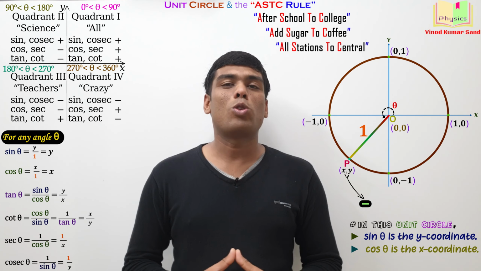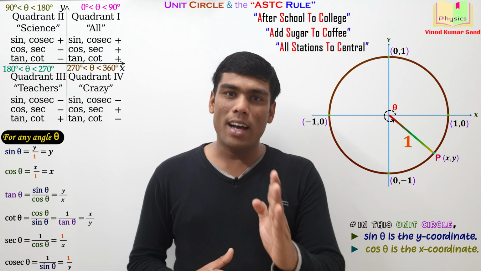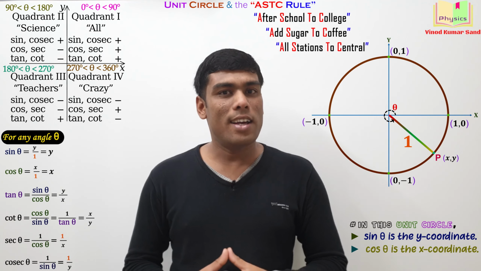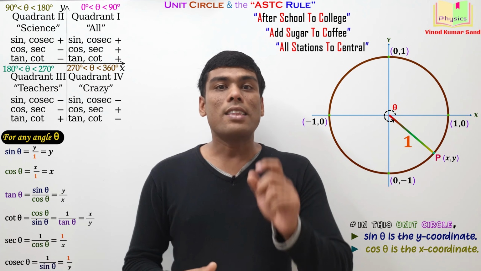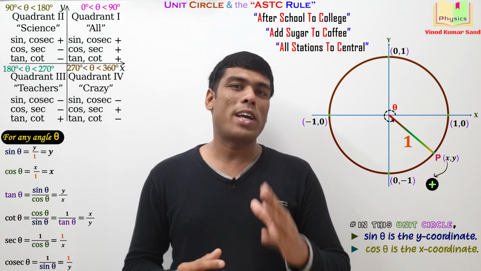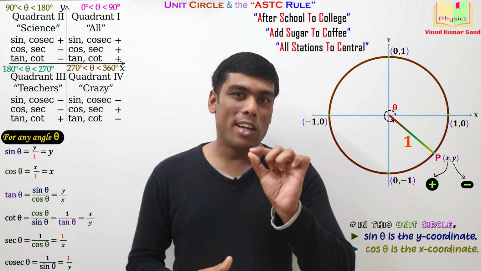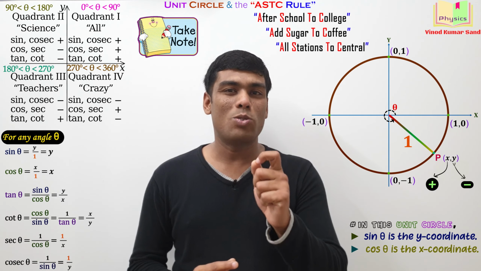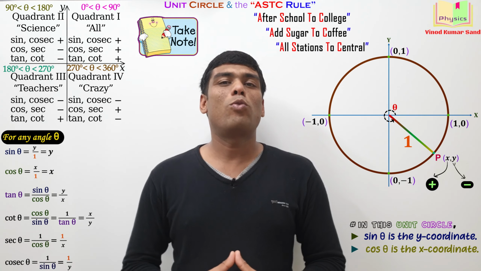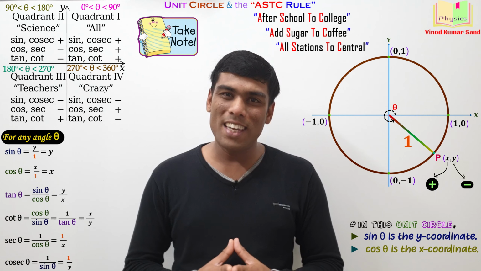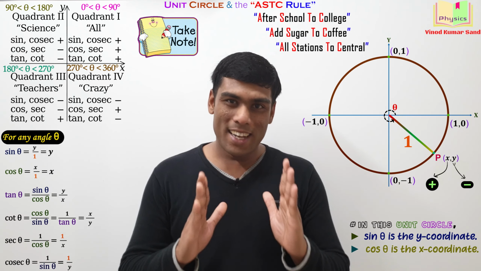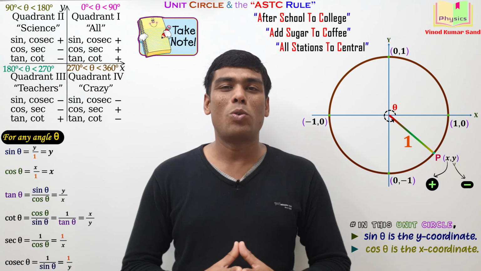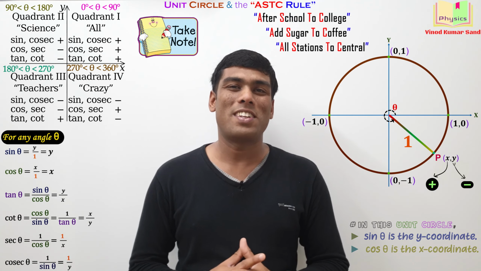And the last, fourth quadrant, when the angle theta is greater than 270 degree and less than 360 degree, the x coordinate is positive but y coordinate is negative. It means cos theta and sec theta will give us the positive values in the fourth quadrant. Remaining four trigonometric ratios will give us the negative values. I hope you understand it. You can note down this information, then we'll proceed further.